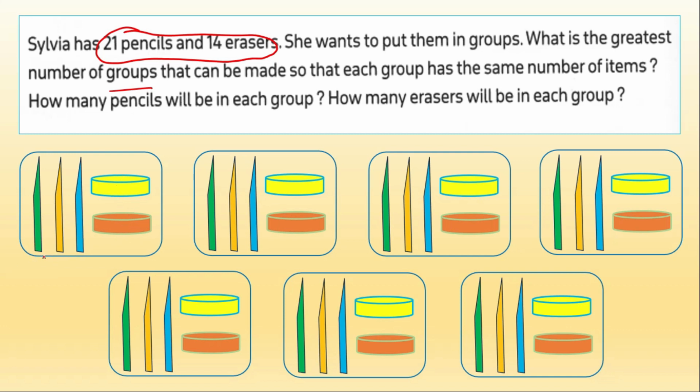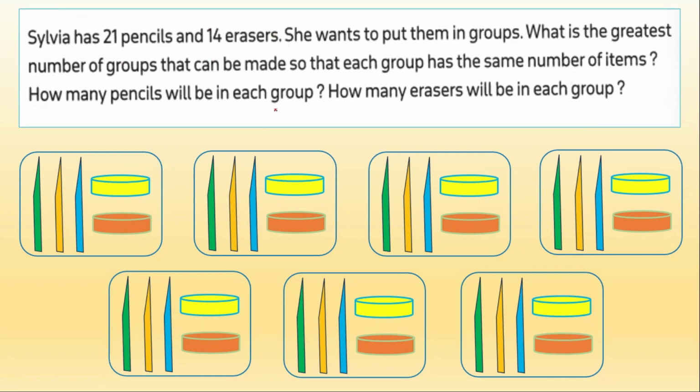Let's count. 1, 2, 3, up to 21. So we have 21 pencils, like she has. Now let's count the number of erasers. 1, 2, 3, up to 14. We have 14 erasers.